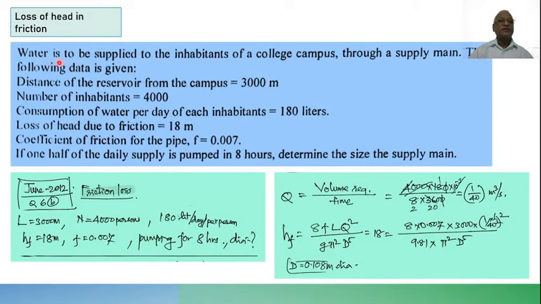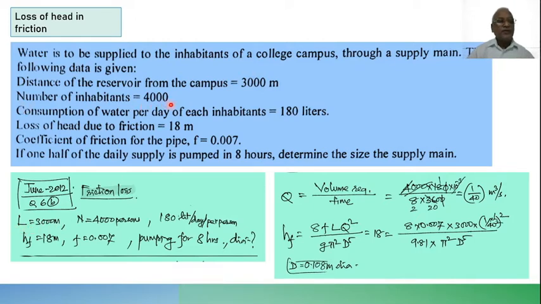What it reads is water is supplied to inhabitants of college campus through a supply main. There is a pipe through which the supply is being done. The following data is given. The distance of the reservoir from the campus is 3000 meters. Means the length of the pipe involved is 3000 meters. So that's why I have written L is equal to 3000 meters.